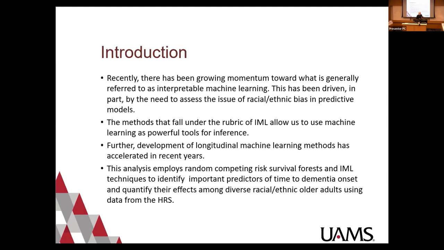So this analysis employs random competing risk survival forests, which is a machine learning approach, a random forest using competing risk survival trees, and IML techniques to identify important predictors of time to dementia onset and quantify their effects using what are called partial dependence plots among diverse racial and ethnic older adults using data from the Health and Retirement Study.